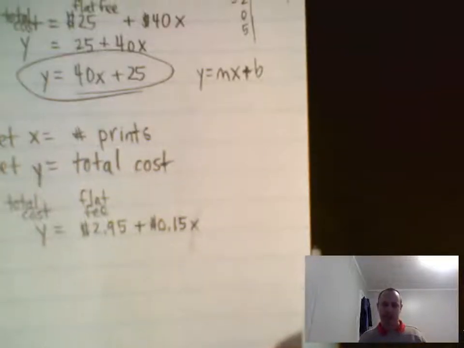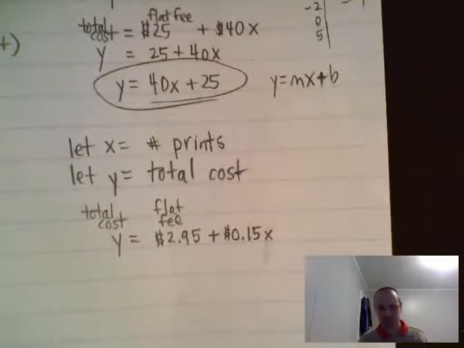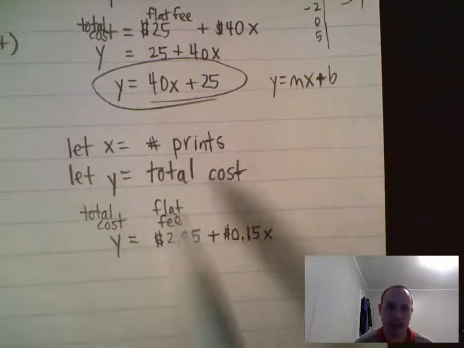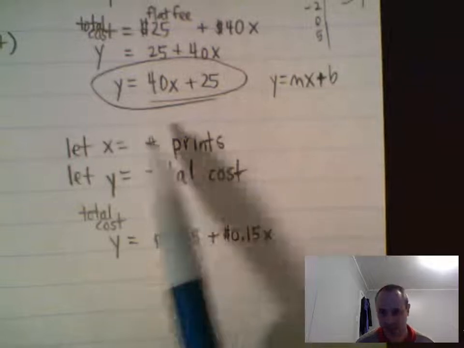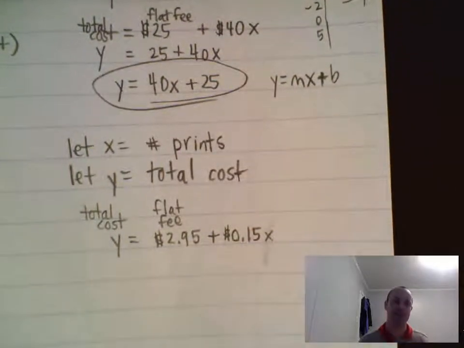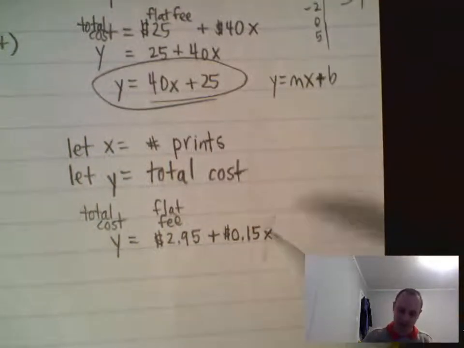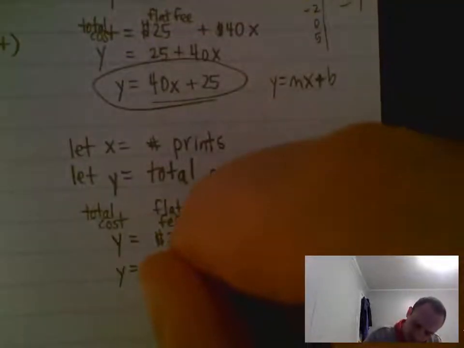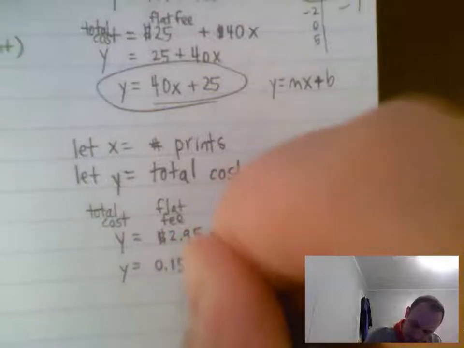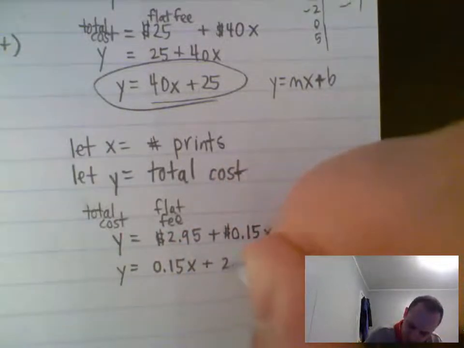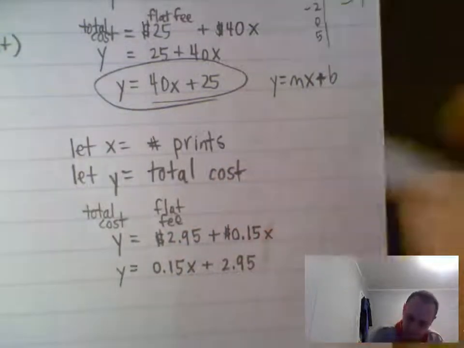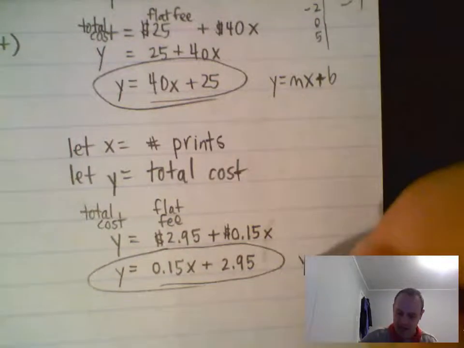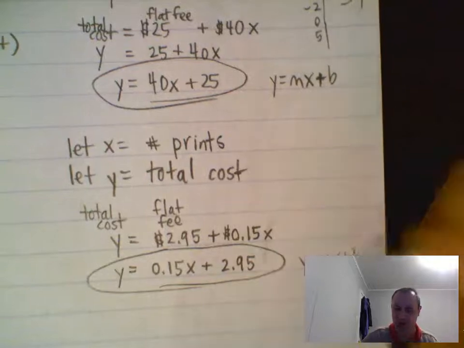So if we come back here to this problem, the total cost depends on the number of prints you buy, okay? So that would be our answer. A better way to write it would be y equals 0.15x plus 2.95. And that will be your answer because we want it in the form of y equals mx plus b.